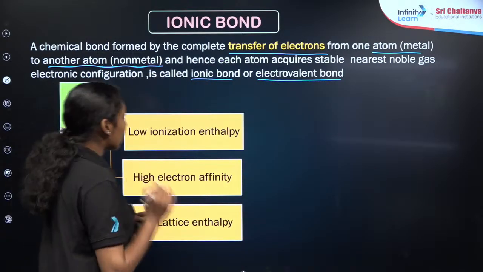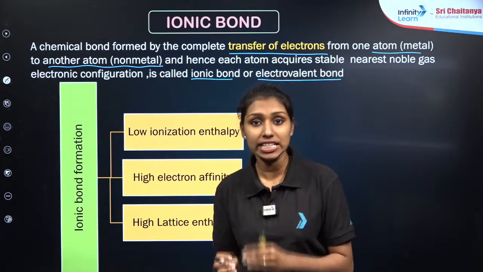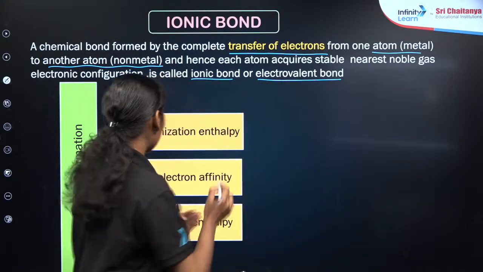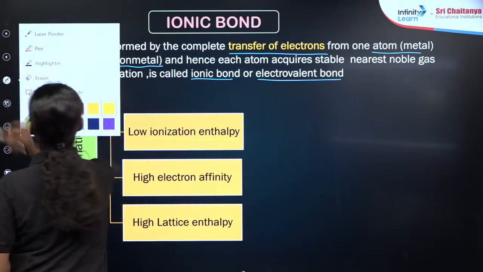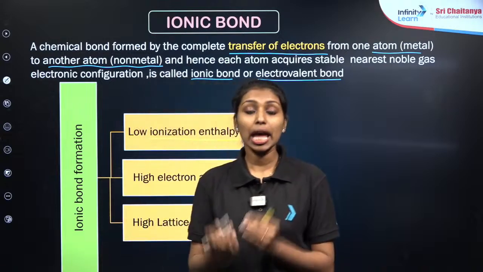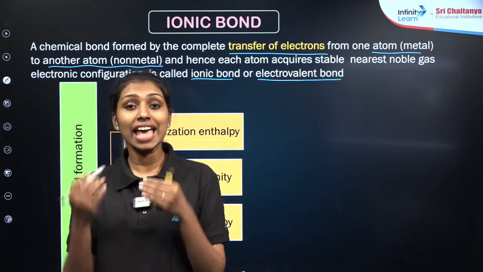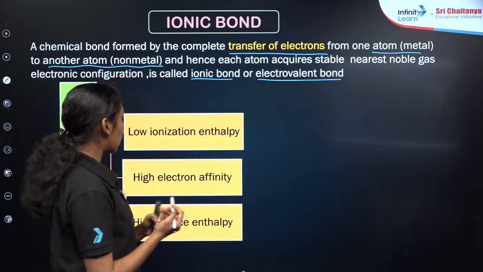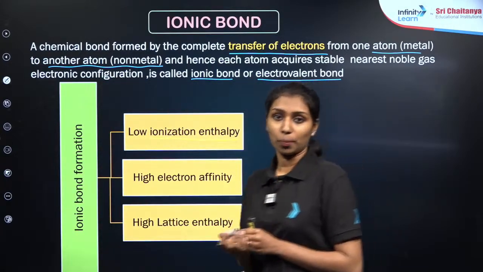In order to form the ionic bond or an ionic compound, we need a metal atom having low ionization energy. I hope you have the idea about low ionization energy. Ionization energy or enthalpy is the amount of energy required to release electrons, right? So if you take any metal which has low ionization enthalpy, it will form a strong electrovalent compound or ionic compound, right?